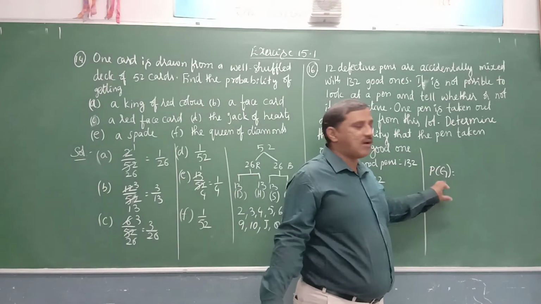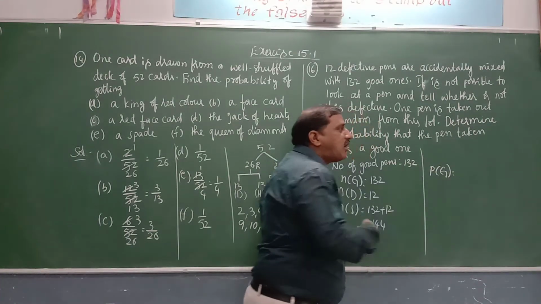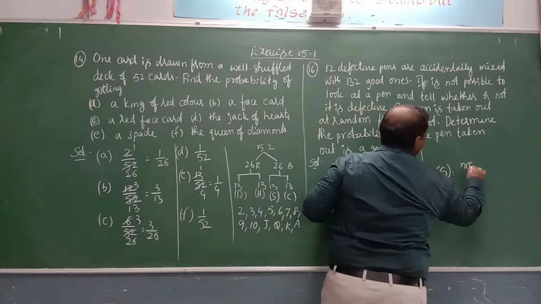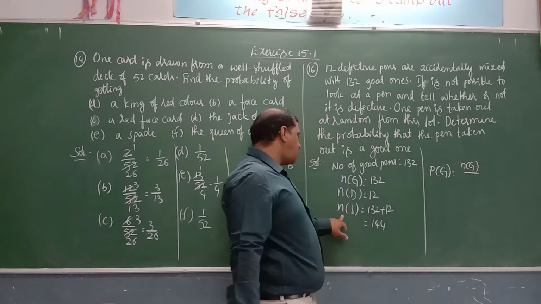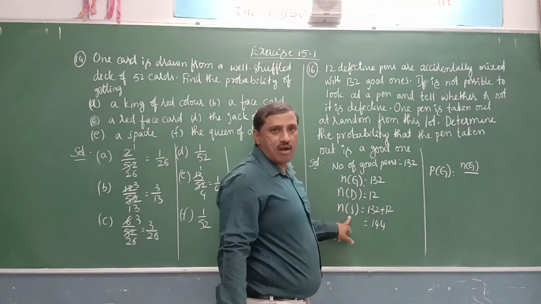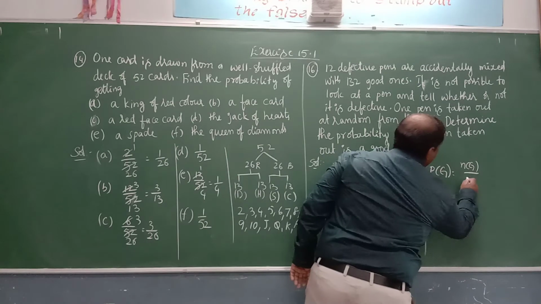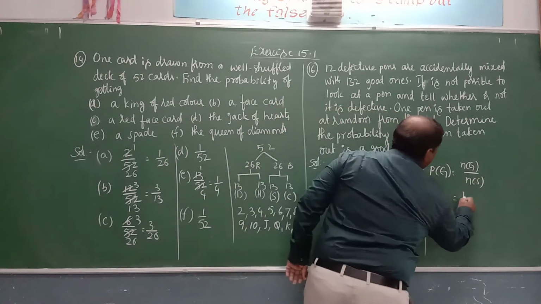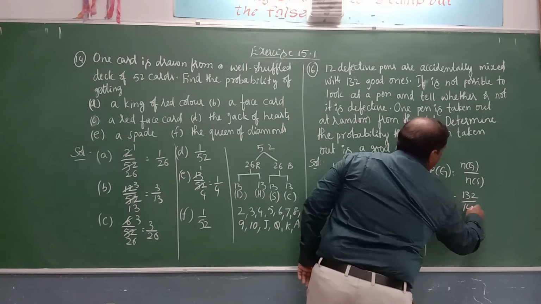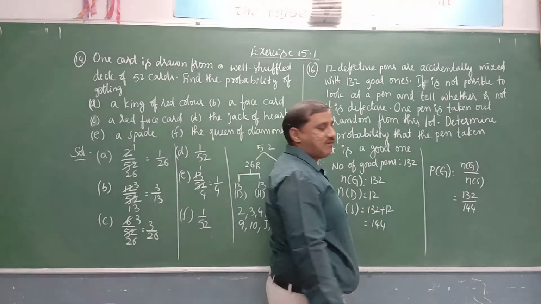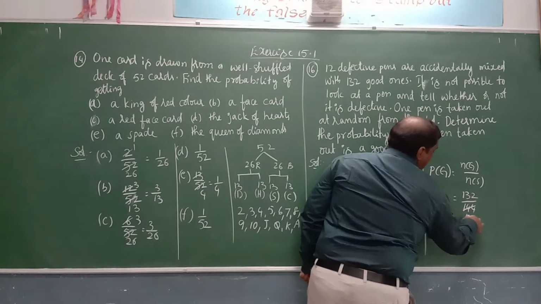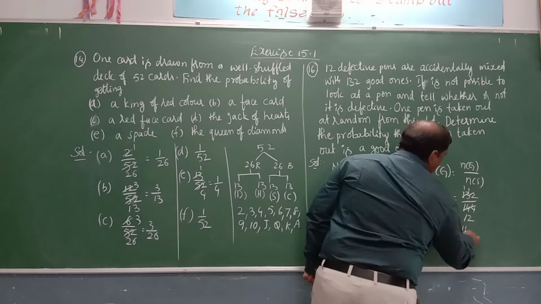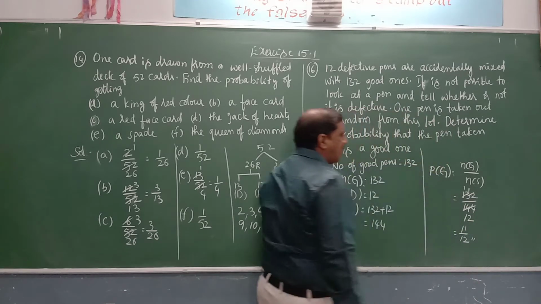Probability of getting a good pen is equal to favorable outcomes of getting a good pen, that is n of G, divided by total of all possible outcomes, that is n of S. That is equal to n of G, 132, by 144. 132 by 144. 12 ones are 12, 12 twos are 24, so how much is it? 11 by 12.